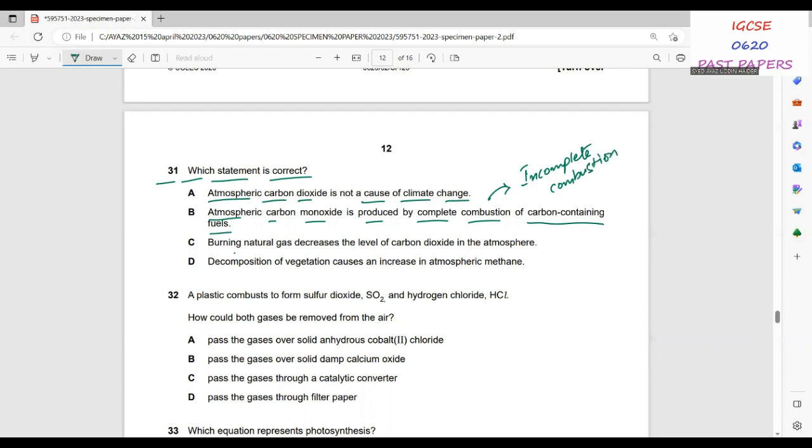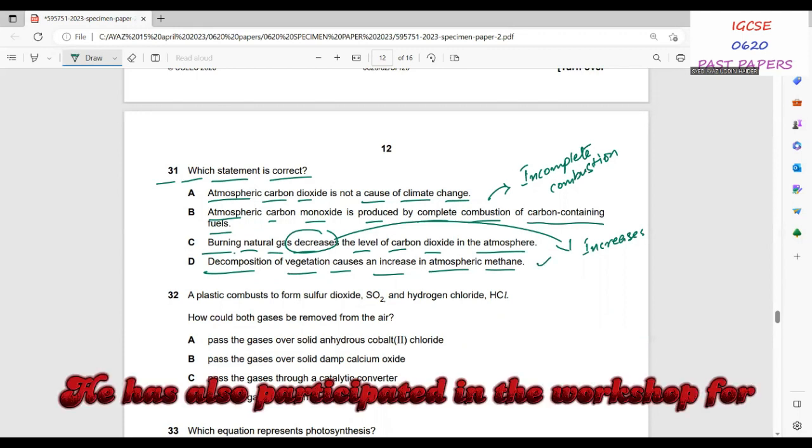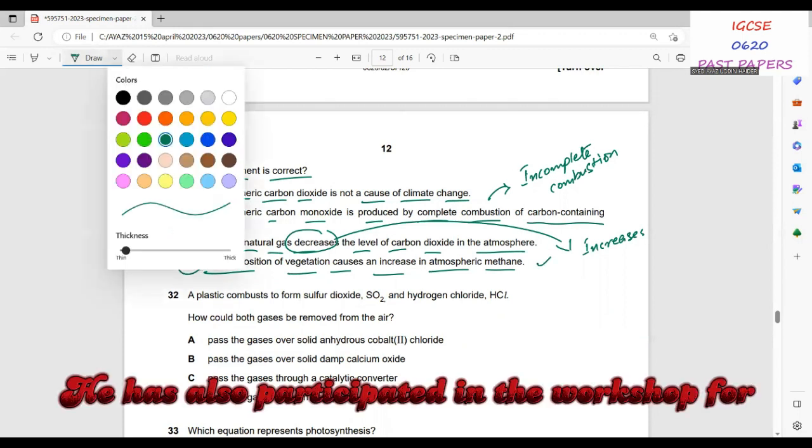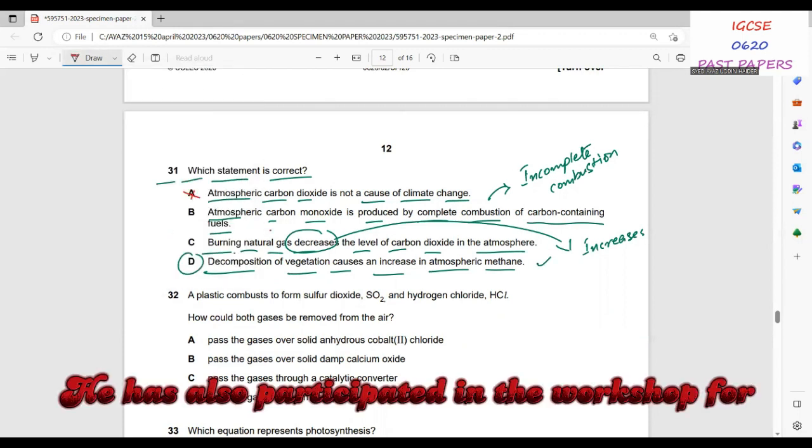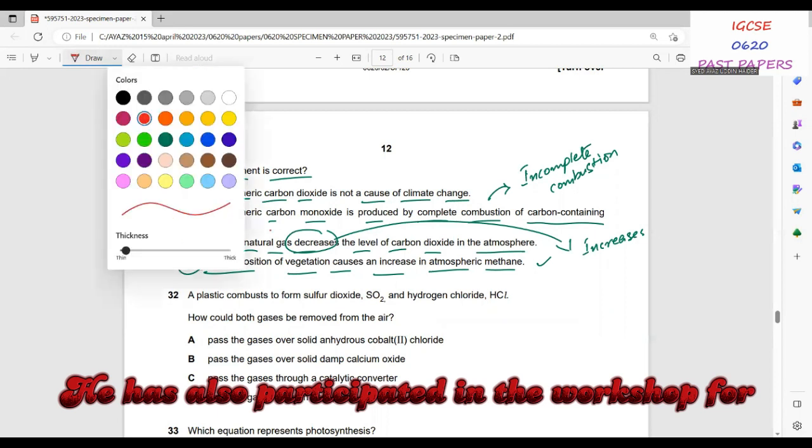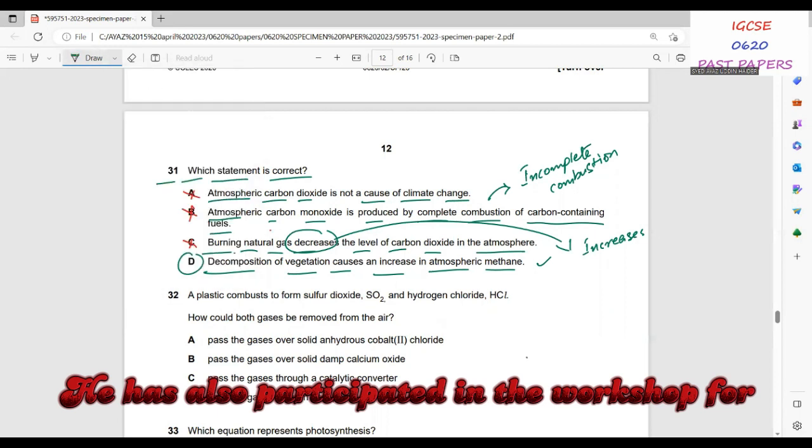Choice C. Burning natural gas decreases the level of carbon dioxide in the atmosphere. No, it increases the level of carbon dioxide in air. D. Decomposition of vegetation causes an increase in the atmospheric methane. Yes, this is true. So D will be the right answer for this question. All the other responses are incorrect.